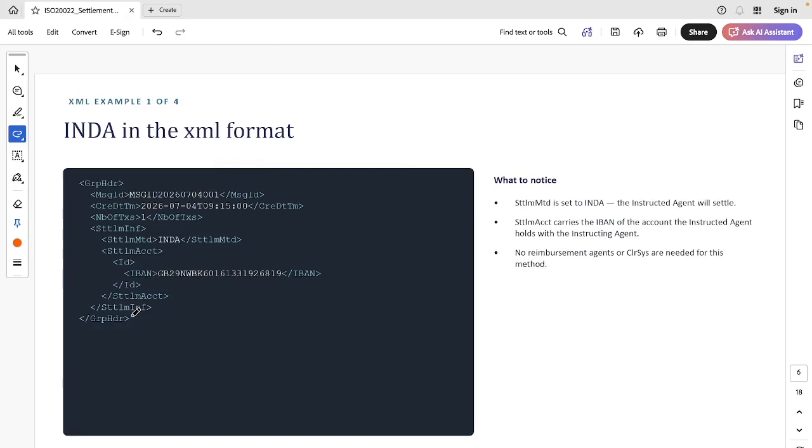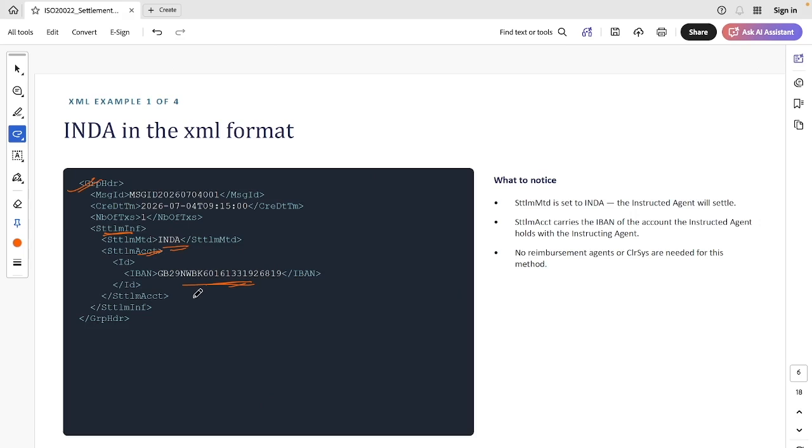Now let us look at the XML example for INDA. Inside the group header, you can see the settlement information block. Inside the settlement information block, the settlement method is INDA. This is how the settlement method is captured. This tells the receiving system that the settlement will happen using the instructed agent's account with the instructing agent. Then we see the settlement account. In the example, it is represented using an IBAN. This account identifies the account through which the settlement will be processed.